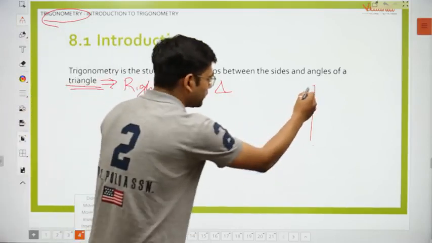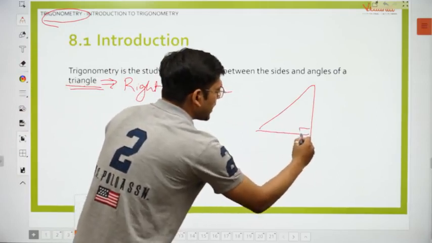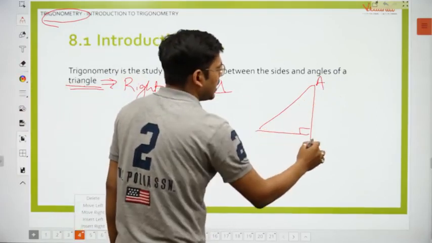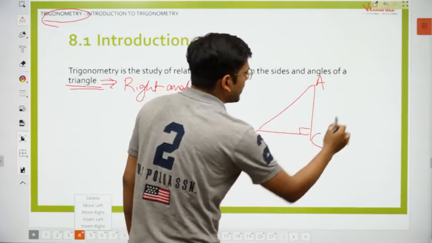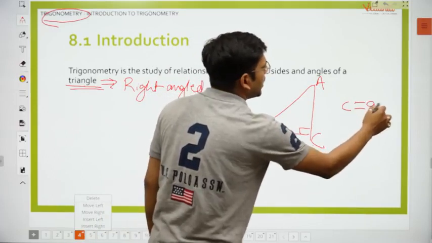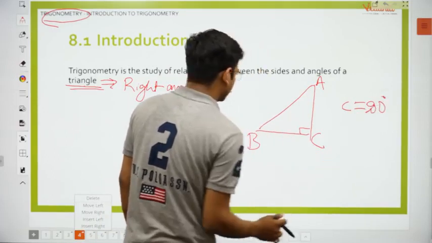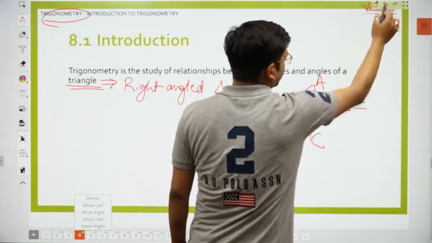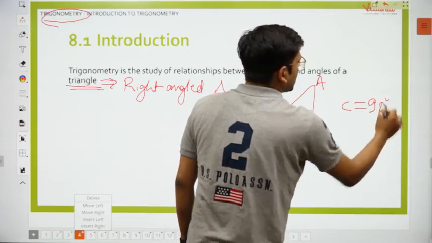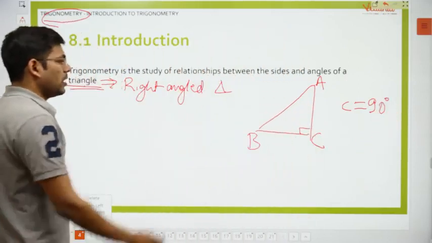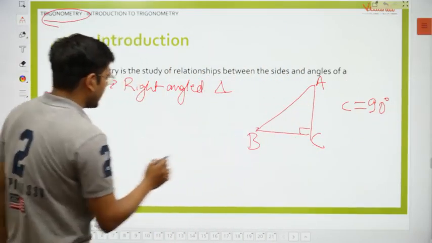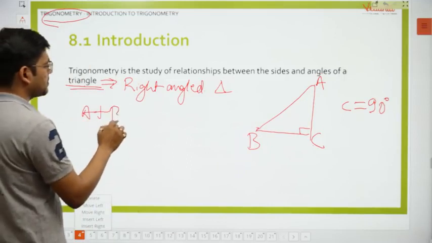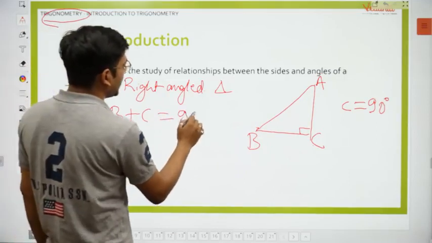Now guys, see here in this right angle triangle, this is 90 degree. Angle A, angle B and angle C. Angle C is equal to 90 degree. See, this angle C is equal to 90 degree. Now, can you help me, here I can write A plus B plus C is equal to 90 degree.